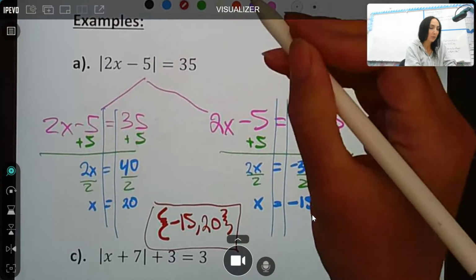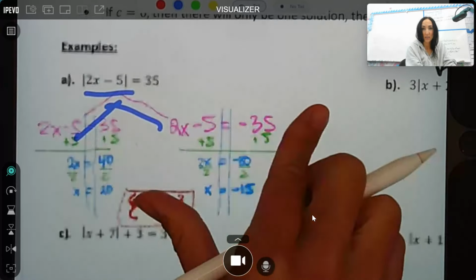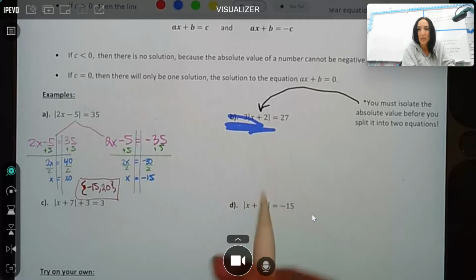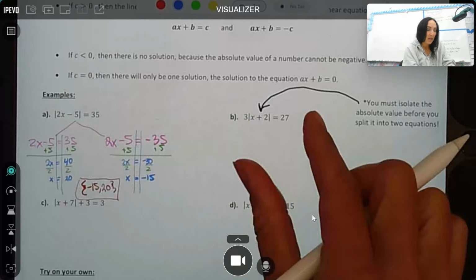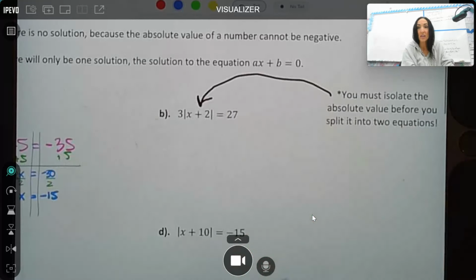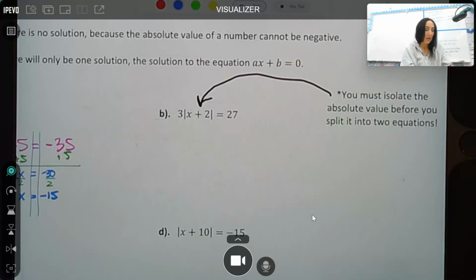Now, before I can split an absolute value into two equations, as I said before, it has to be by itself. And so we look at this one. I have a 3 on the outside. I cannot split this into the two equations into an absolute value. You cannot do that. Those are like castle walls. It's blocking everything out. So I cannot distribute that 3. I have to get rid of it first.